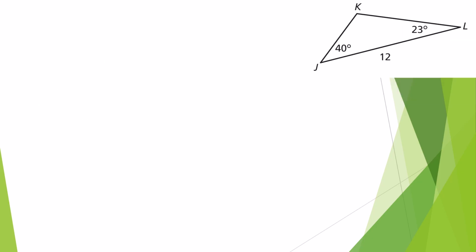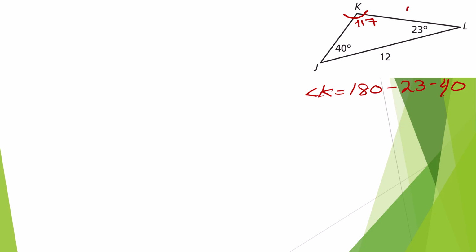Let's try one more question. You have seen that two angles are given. So first of all, start your working by finding the third unknown angle. So angle K equals, from the 180, subtract the 23 and then subtract the 40. So what do you get? 180 minus 40 minus 23. It means 117.